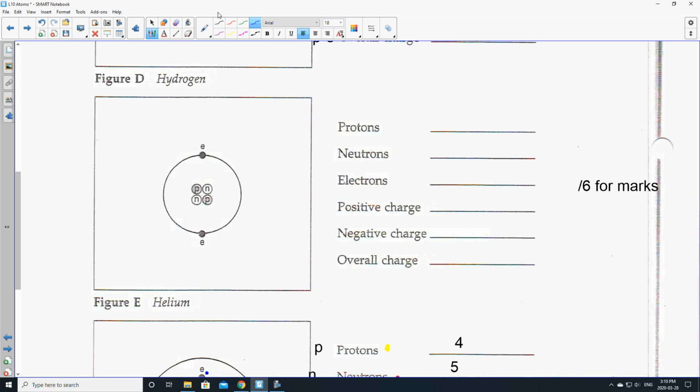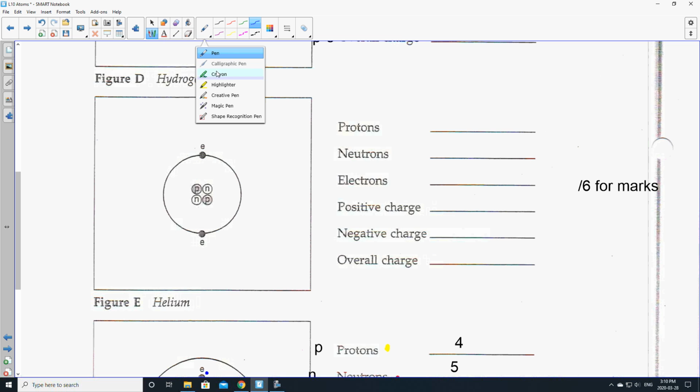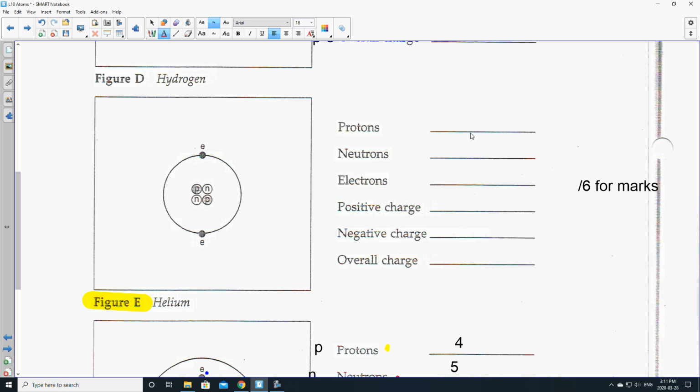And then on the paper, on these questions right here, just write down on your paper figure E. I'm going to highlight this. So write down figure E and then just number these as 1, 2, 3, 4, 5, 6. You're going to put down figure E 1, 2, 3, 4, 5, 6, and just put down your answers.